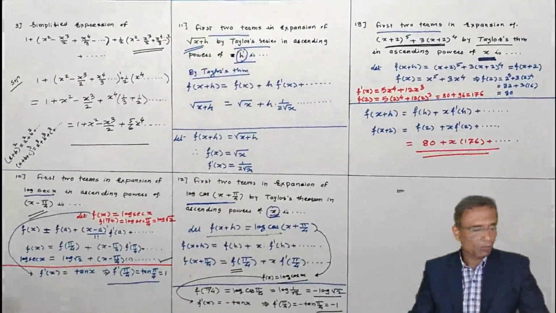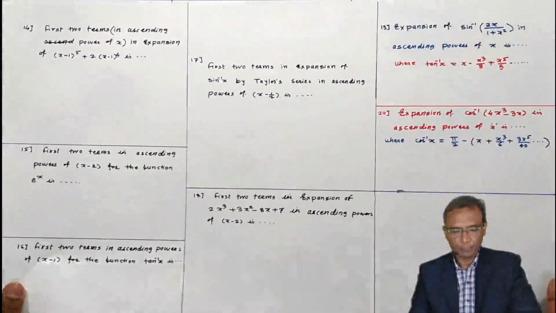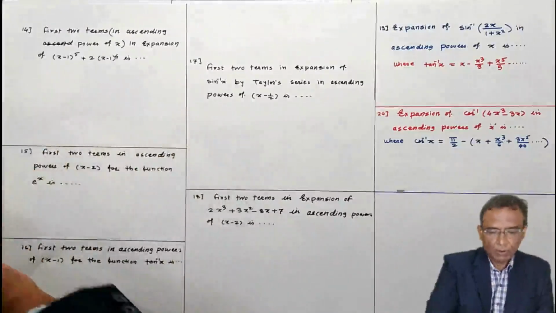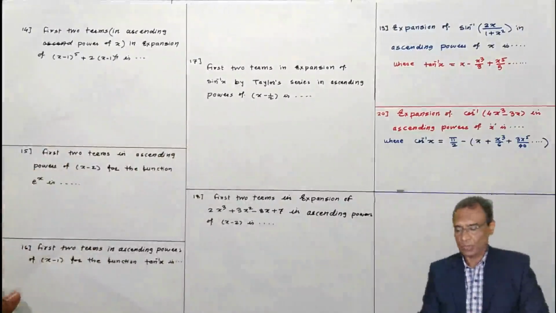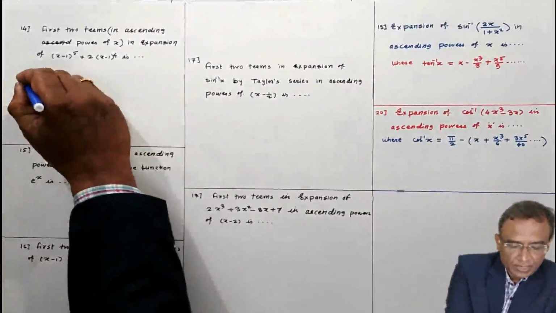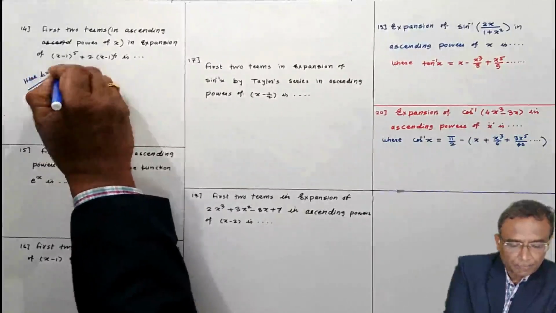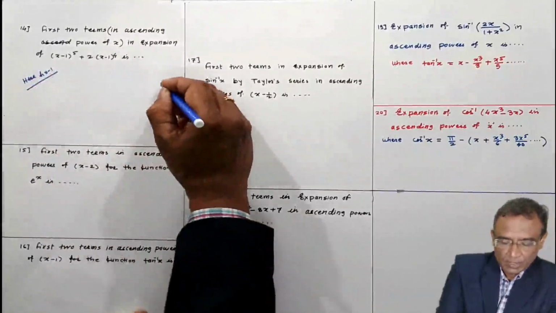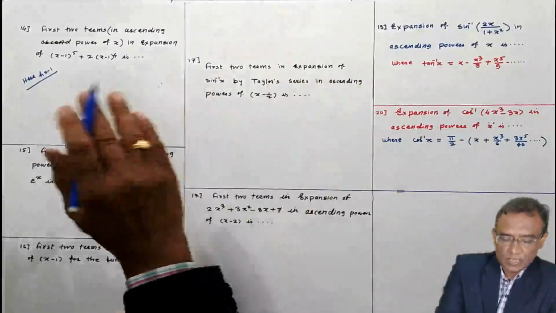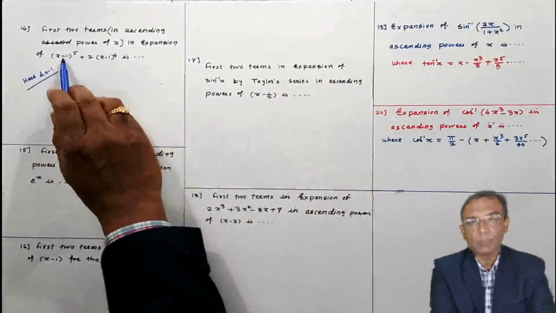Now very quickly, next problem. First 2 terms in ascending powers of x in expansion of this. Okay, this problem and the previous problem are the same. Here h is -1 only. Okay, so you try to solve this problem on your own. The previous and this problem are the same. Only +2 is replaced by -1.